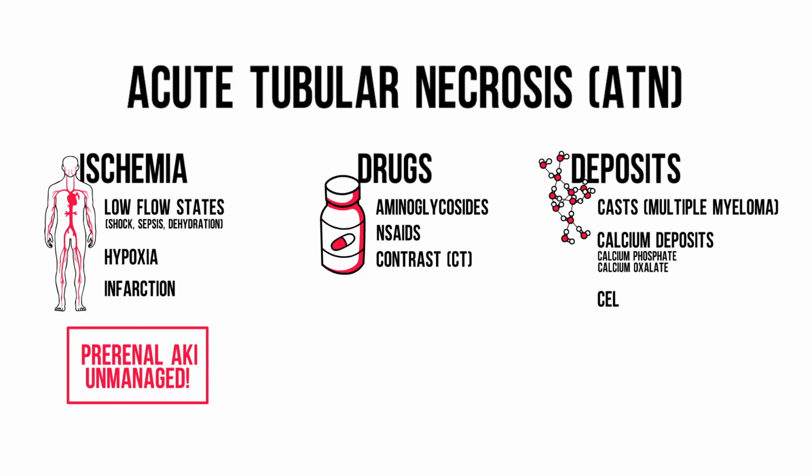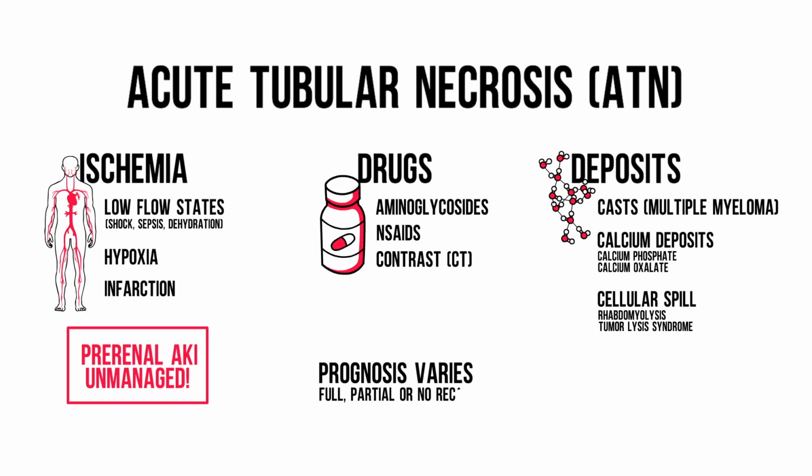Also remember that in conditions that cause rapid cell death, the contents of the cell spill out and can clog up the tubules. This happens in rhabdomyolysis and tumor lysis syndrome. ATN has a variable prognosis, depending on the severity and duration of the injury. Renal function can recover fully, partially, or not at all. It does take a lot longer than the recovery of pre-renal injury, weeks to months versus days.